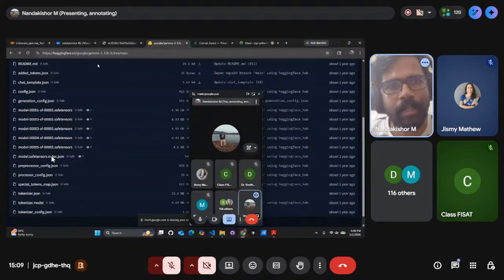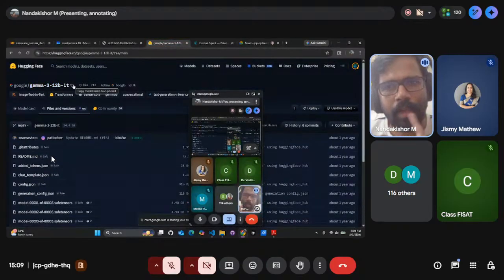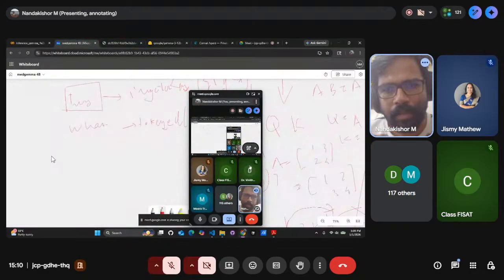So I will give the link to the Gemma 3 12B model. Okay, so that's how it actually works. Let me brief it out one more time.